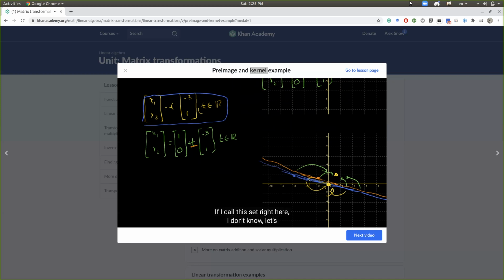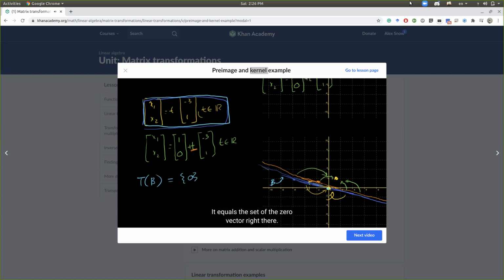If I call this set right here, let's call it B for blue. This is the blue line. That's this set of vectors right here. Everything there, when I apply my transformation, or if I take the image of my blue set under T, it all maps to the zero vector. It equals the set of the zero vector right there. And we saw that right there.